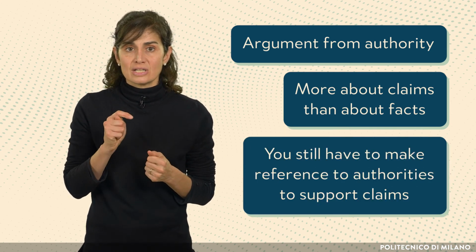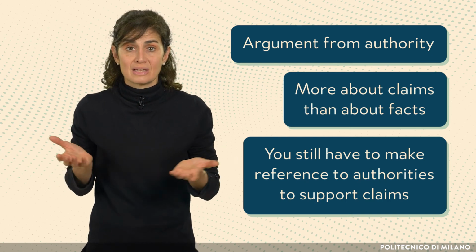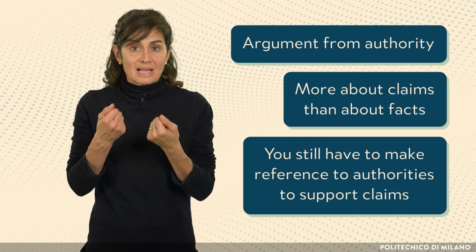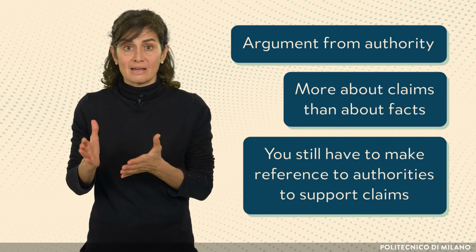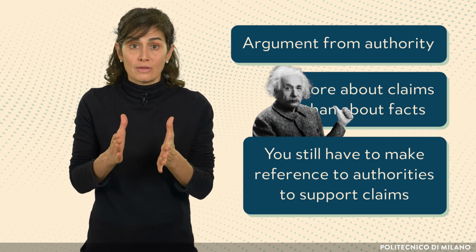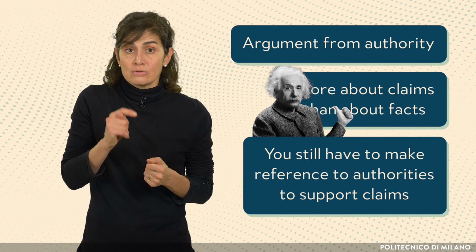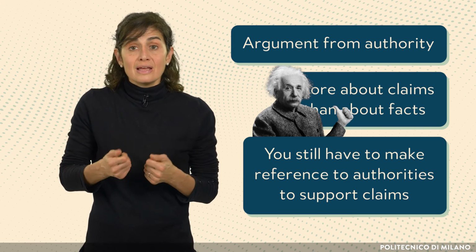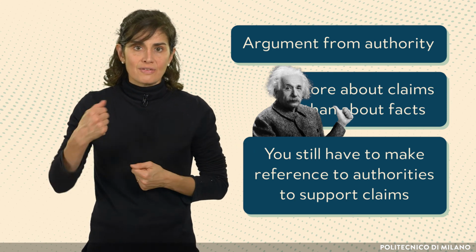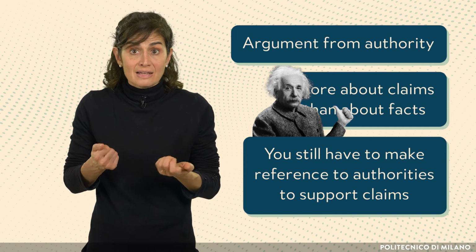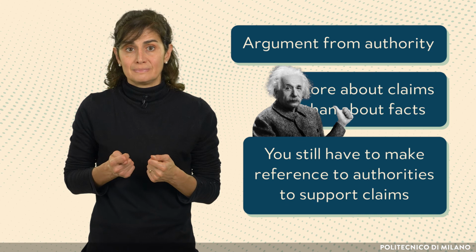Rather, I strongly suggest you make reference to authorities to support claims, as we do all the time in scientific research. If you are discussing the general theory of relativity, it is definitely a good idea to bring in Einstein as an authority to support a claim. But you must be aware that even if you use Einstein as an authority, someone may object to your point based on data, figures, facts, evidences, and she may be right. And in that case, you must be ready to admit it.